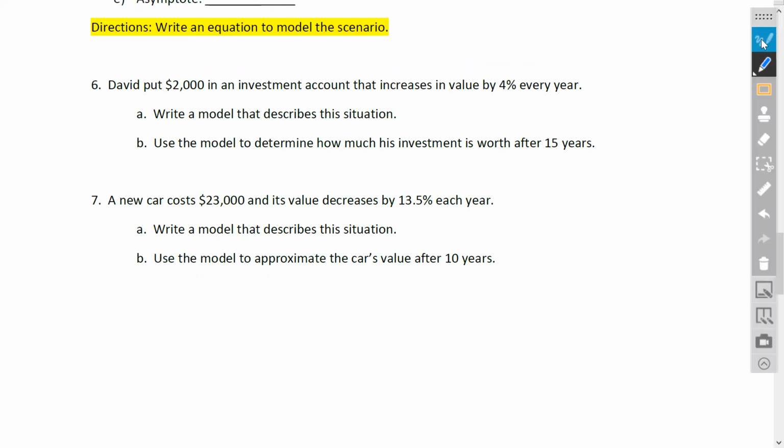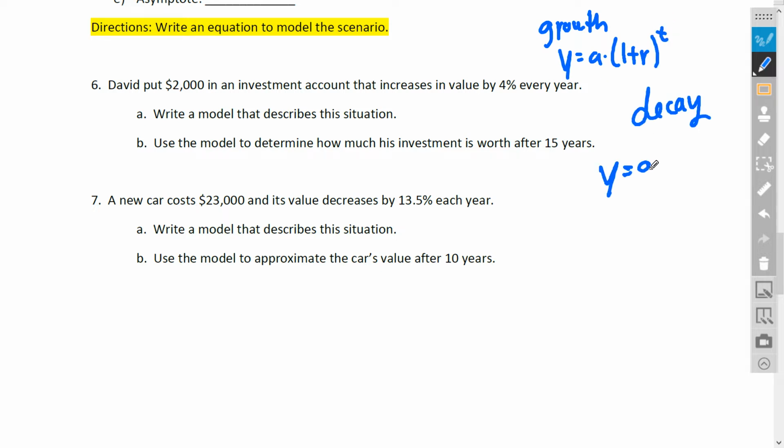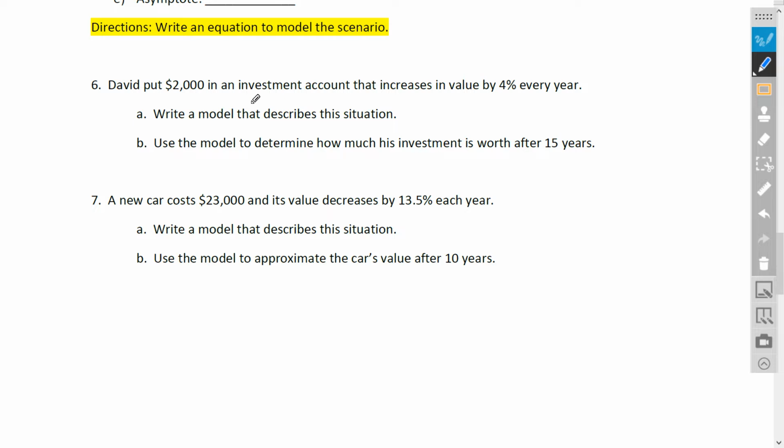The next two we have are word problems, growth or decay models. So you remember we have equations that we use to set this up. We have growth model, which is y equals a, which is the initial value, 1 plus r to the t. And we have our decay model, which is the same thing, but instead of 1 plus r, it's 1 minus r. Those are two models that we'll be using here, growth and decay. So we just need to, as we read the question, figure out if it's growth or decay.